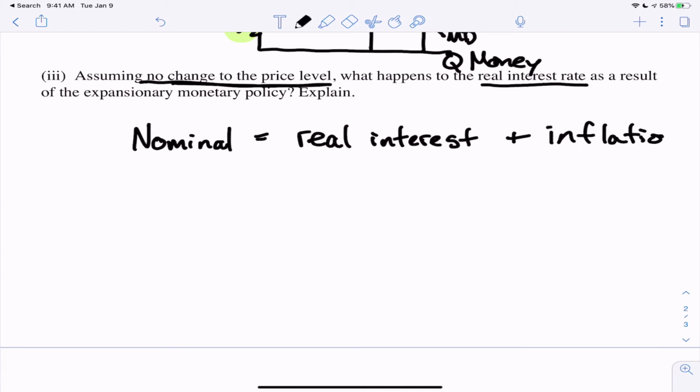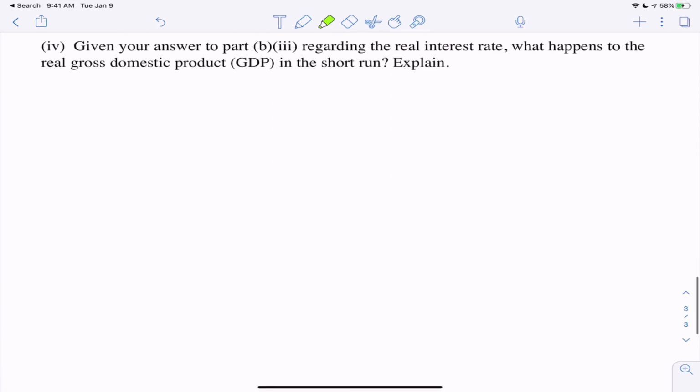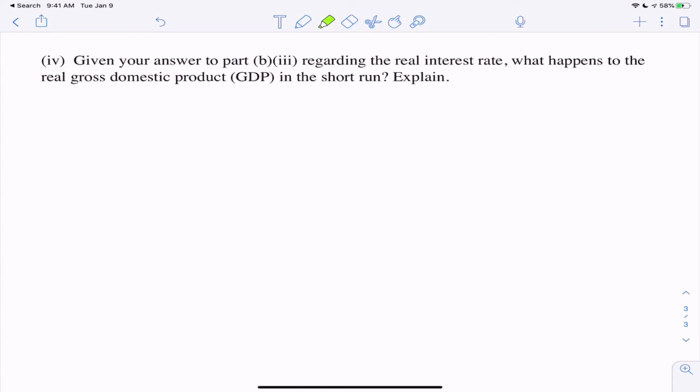All right, and if that's the case, we just saw that the nominal interest rate had decreased, and they're saying that there's no change in the price level, so inflation is going to remain the same, and that means that if inflation is staying the same but nominal decreased, the real interest rate would have to decrease as well. Given that the real interest rate has decreased, what happens to the real gross domestic product in the short run?